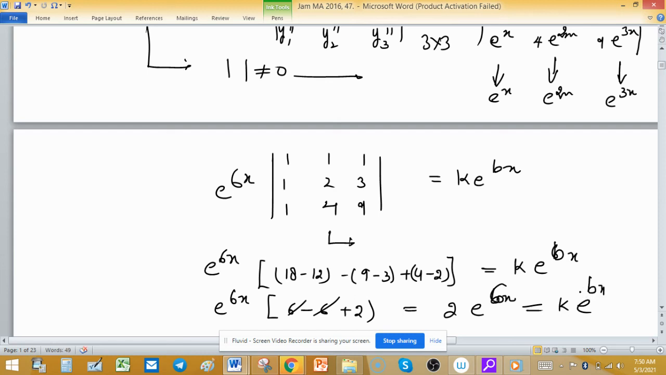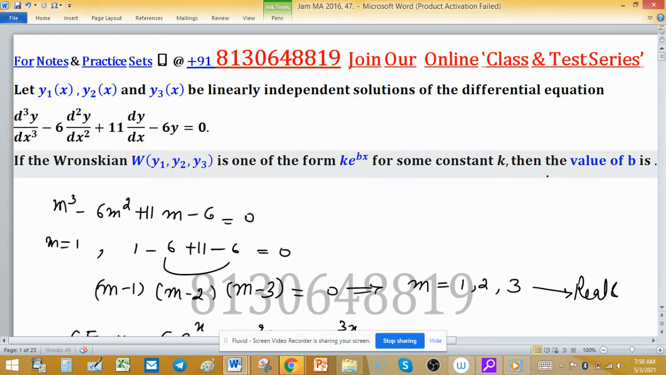As we only have to ask about the value of b, not about k, on comparison you can say b is equal to 6. So we have the solution: the value of b is 6.